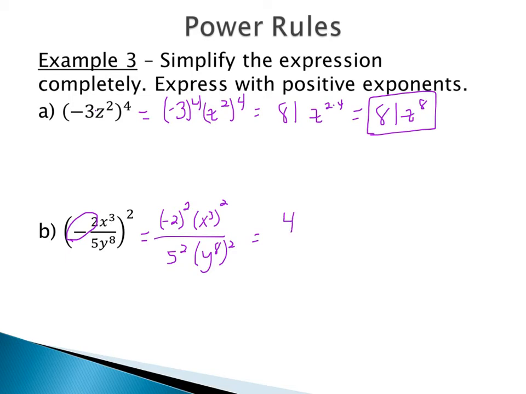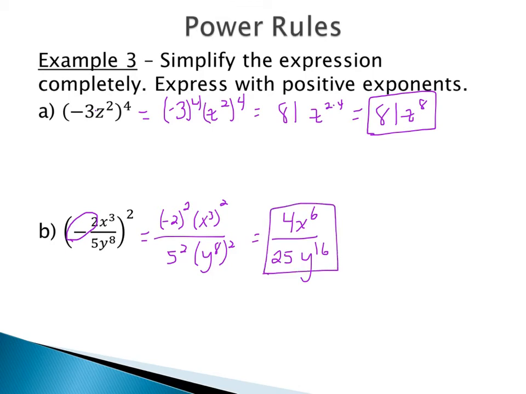For the x to the third raised to the second power, that power rule says we would multiply your exponents, so 3 times 2 would end up being 6, so we have x to the 6th. Then in the denominator, we're going to have 5 squared is 25, and then y to the 8 times 2 would just end up being 16, and that would be your final answer.